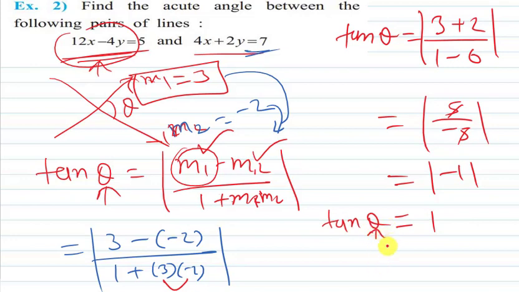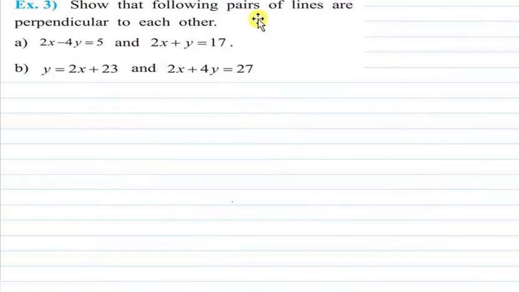So which acute angle, after taking its tan, will give me 1? It will be pi by 4, right? Tan pi by 4 is 1. So the acute angle between these two lines is pi by 4. Make a note of it. Next question.